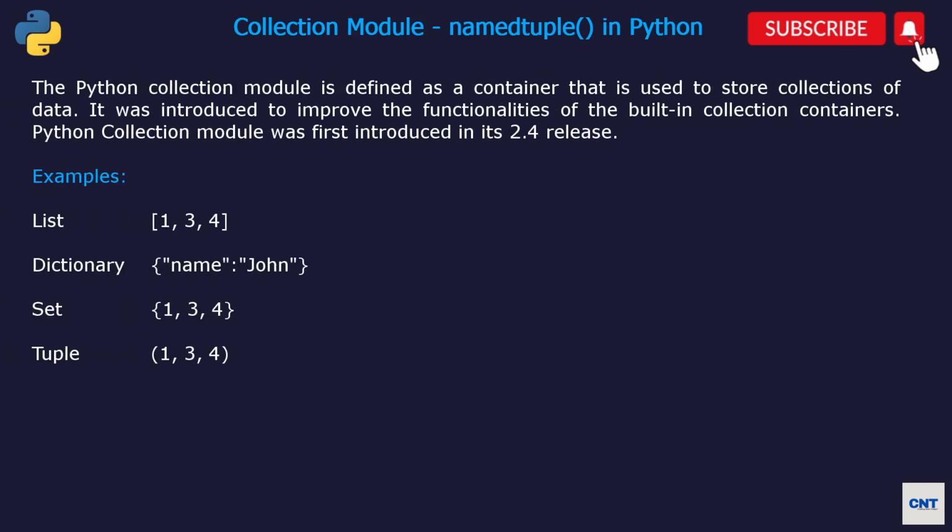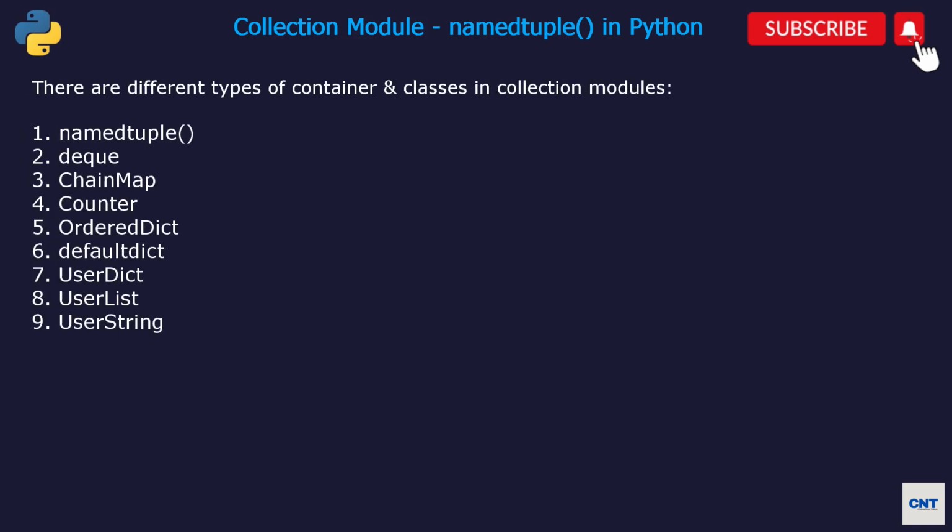The Python collections module is defined as a container that is used to store collections of data, for example list, dictionary, set, and tuple. It was introduced to improve the functionality of built-in collection containers. The collections module was first introduced in Python 2.4. There are different types of containers and classes in the collections module. Today we will talk about the namedtuple function.